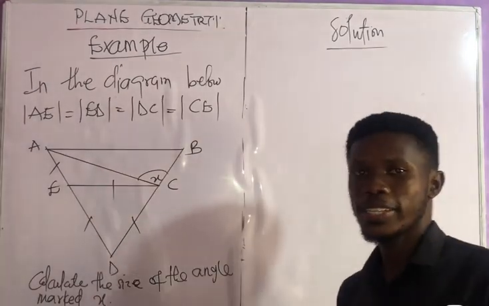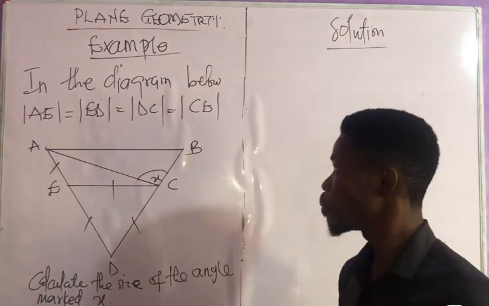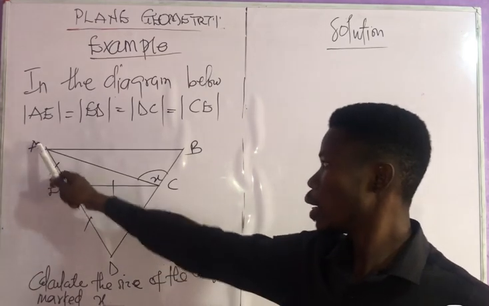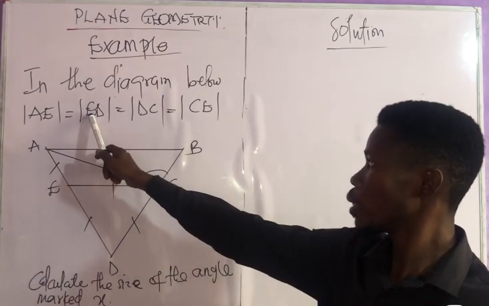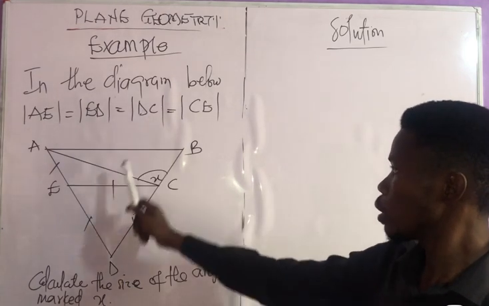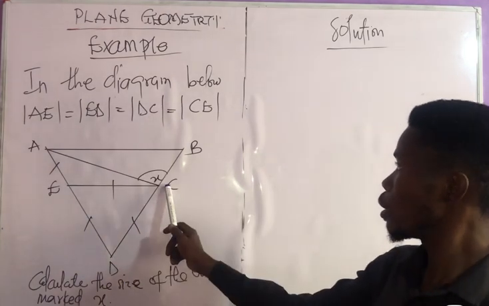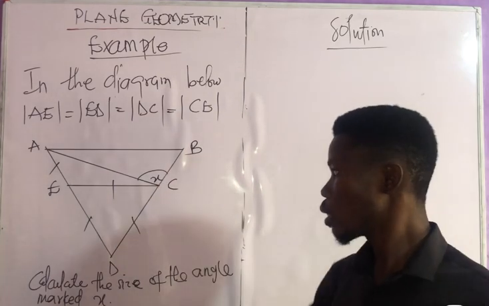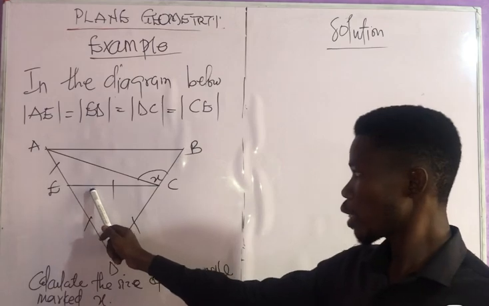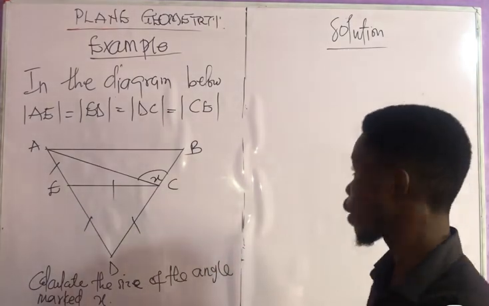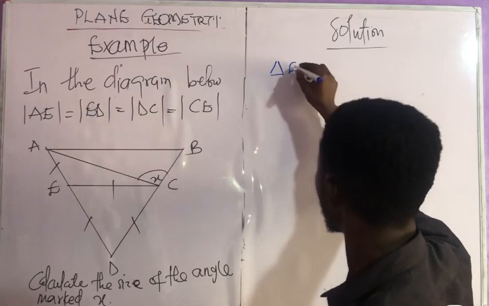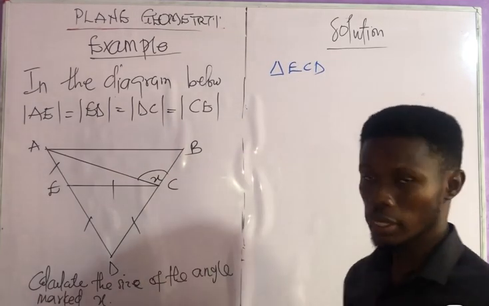Alright, so now let's look at this example. In the diagram below, line AE is equal to line ED is equal to DC equals to CE. So this is equal to that, this is equal to that, that's equal to that. Tells that this is an equilateral triangle. This particular triangle ECD is an equilateral triangle.